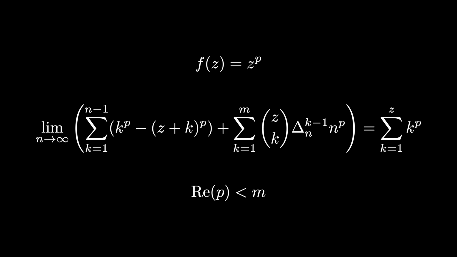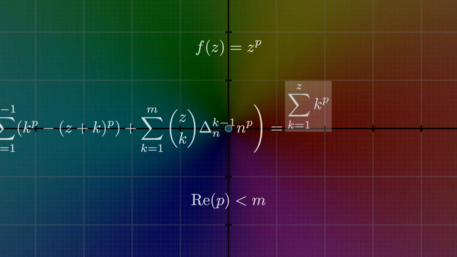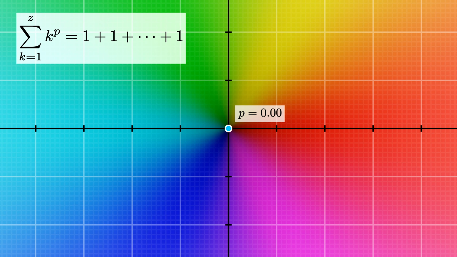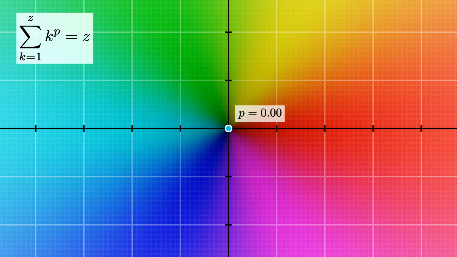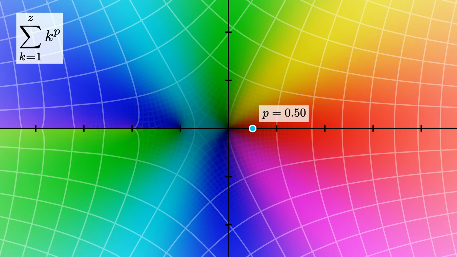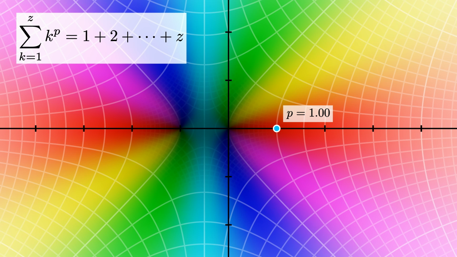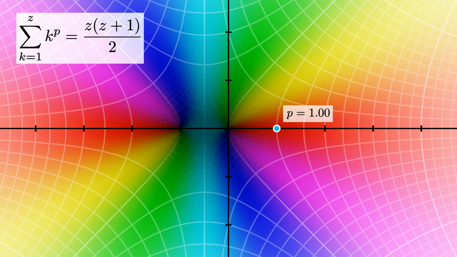Alright, I've done more than enough talking about fractional sums, so let's visualize them. In addition to the domain coloring, I'm plotting p as a point on the complex plane. Right now it's 0, and since anything to the 0 is 1, the sum is just 1 plus 1 plus 1 z times, which obviously just gives us z. That's about as boring as it gets, so let's change p. With p set to 1, the sum becomes 1 plus 2 plus 3 up to z. You may have heard before that this is z times z plus 1 over 2, and indeed, that's what our fractional sum formula is giving us.